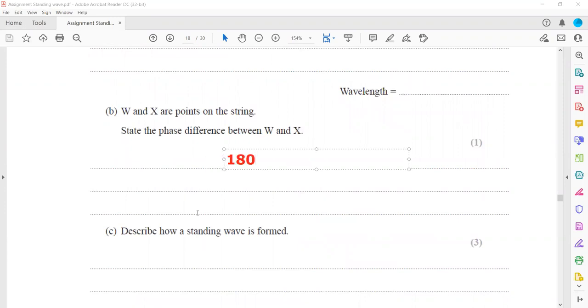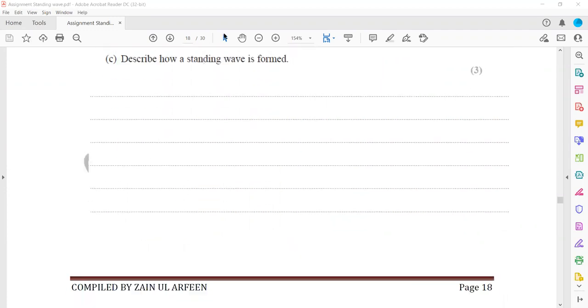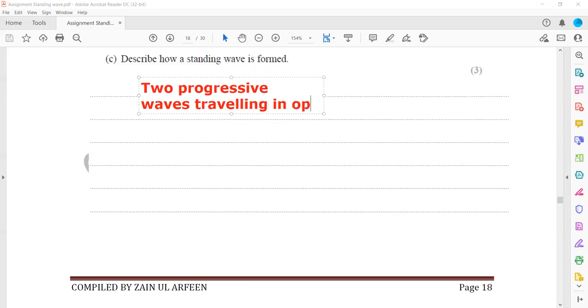Describe how a standing wave is formed. Always, this is a very common question. So what should be your answer? It should be with the specific terms you should use, like you will mention two progressive waves. Progressive means a wave which can travel from one place to another. So two progressive waves traveling in opposite directions. That is also important. If you don't mention they are moving in opposite directions, it won't be correct.